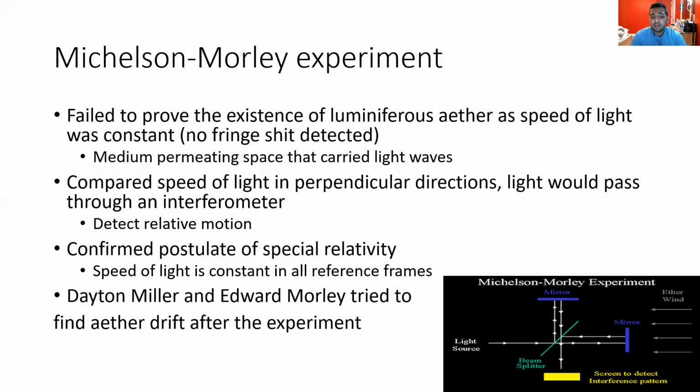So they compared the speed of light in different perpendicular directions. What they did was they fired a light source, and they had a beam splitter, which then split the beam, and then they fired it back through a mirror, and they were using an interferometer to measure the speed of light here. And it was constant.